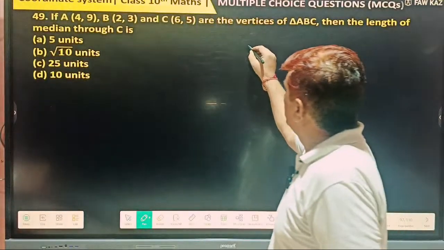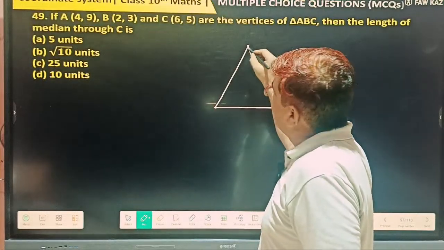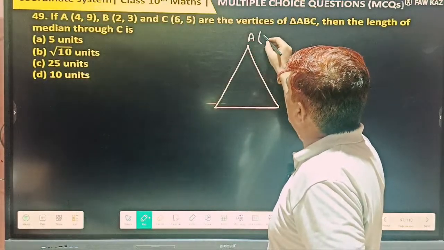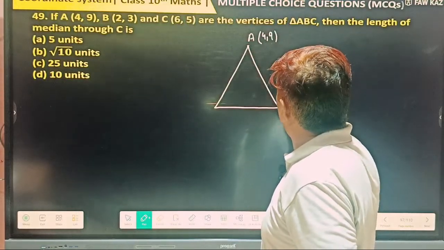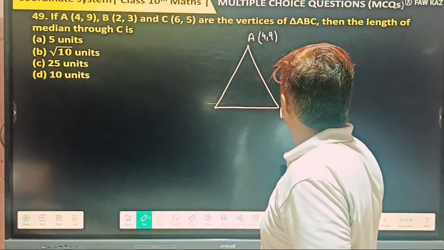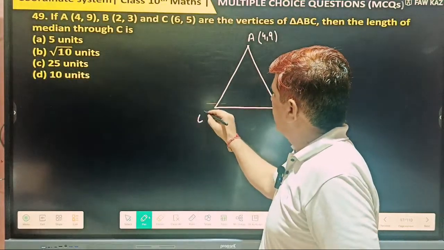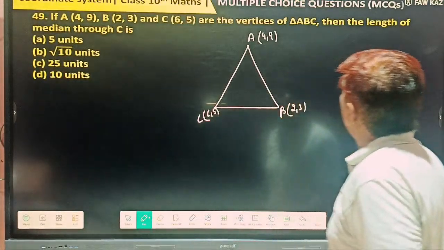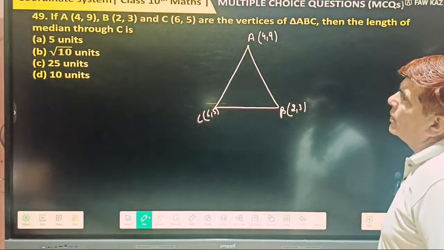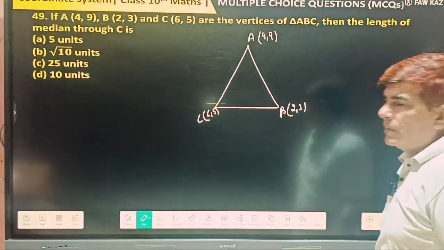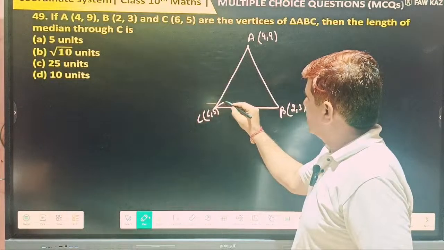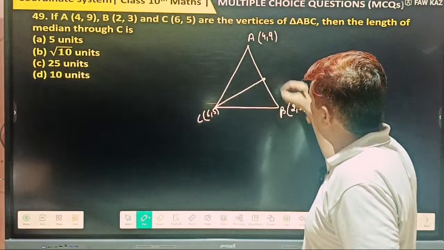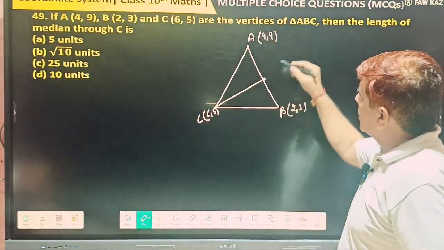So this is given. A, B and C are the vertices of a triangle ABC: A (4, 9), B (2, 3), C (6, 5). Then the length of the median through C. Where is C? C is this. So this is the median. Median meaning this point is the midpoint of it. So what are the coordinates of this?